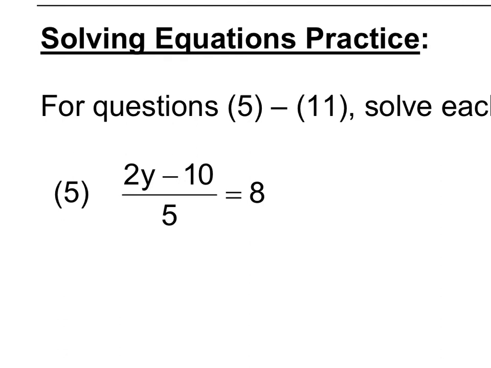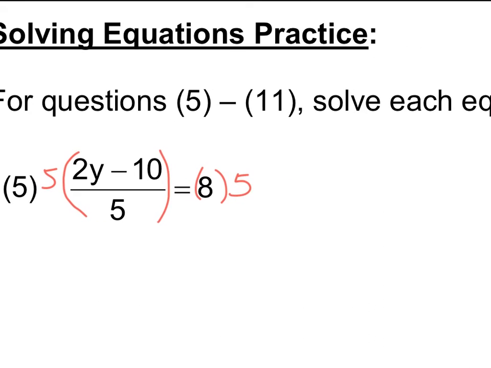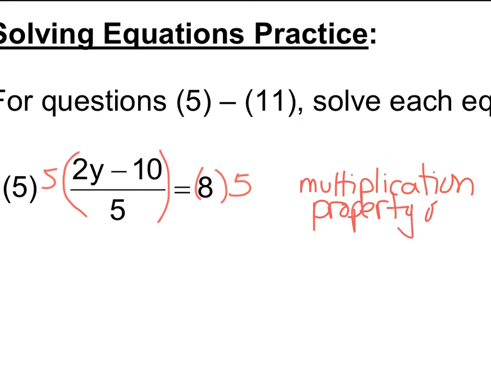What's the first thing you want to get rid of? How about I start with that? Get rid of that 5, right? It's connected through division, so I just gave you the answer. So we're going to disconnect it by multiplying. All right, so this is the multiplication property of equality. Multiplication property of equality.